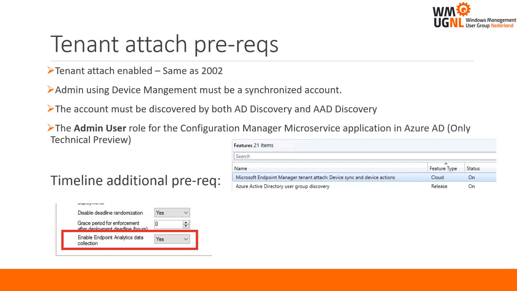The only thing we need to change for the technical preview is we need to add permissions for the user to the Configuration Manager microservice application in Azure AD, and that's because it's technical preview. So if I go to device management portal, I will only see the actions that are in production and 2002 today. But if I want to see the new features in 2005 tech preview, I must go to the preview portal as well. And if we want timeline, we need to enable that as well. That's a client setting saying enable endpoint analytics data collection, basically. Then we enable timeline as well.